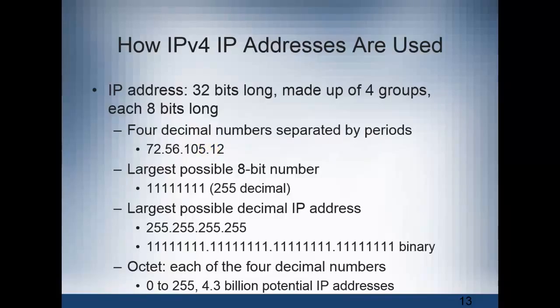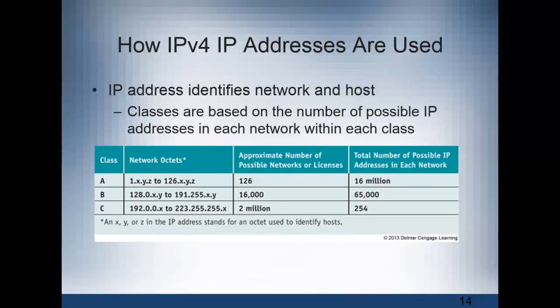And you can have any numbers between 0 and 255, making a total of, as I was saying earlier, about 4.3 billion IP addresses. Some IP addresses are reserved, so these numbers are approximations. That's why I say about 4.3 billion potential IP addresses. Now the first part of an IP address identifies its network and the last part identifies the host.